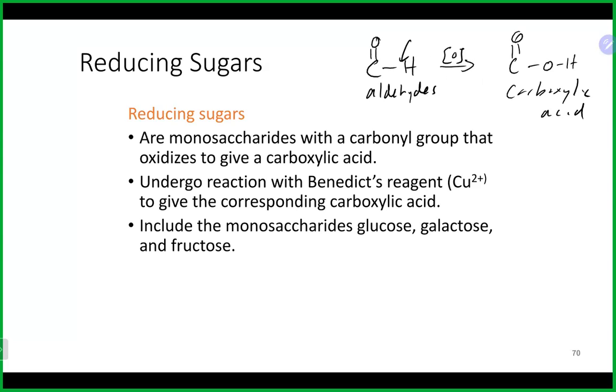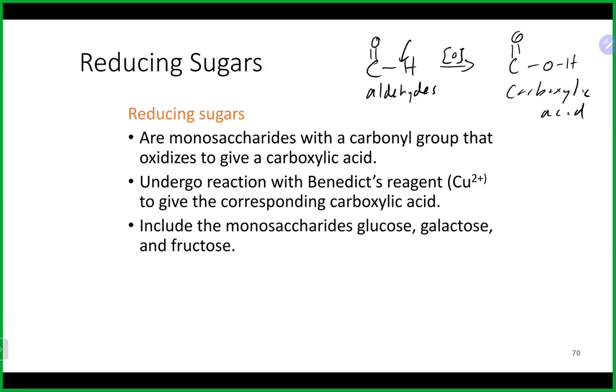That's why they're referred to as reducing sugars, because they can get oxidized. A reducing agent is something that can get oxidized. An oxidizing agent is something that can get reduced. So that's what this is referring to. They will undergo reaction with Benedict's reagent to give the corresponding carboxylic acid. That will give you a positive test, like we talked about when aldehydes are oxidized to a carboxylic acid, and we talked about the Tollens test and the Benedict's test.